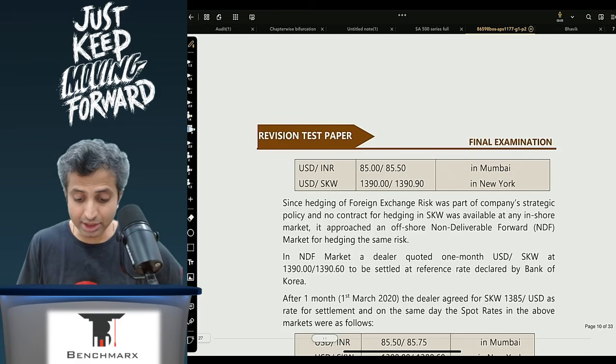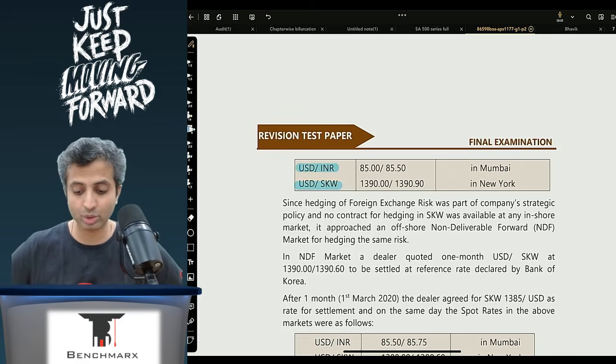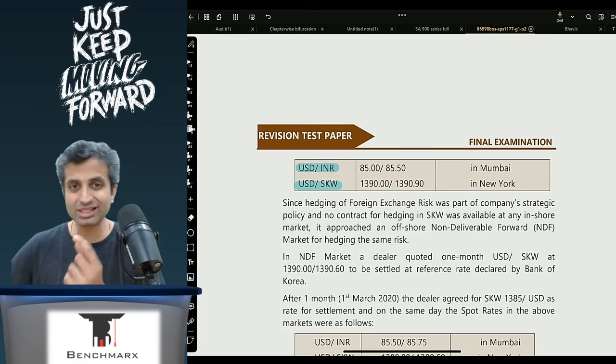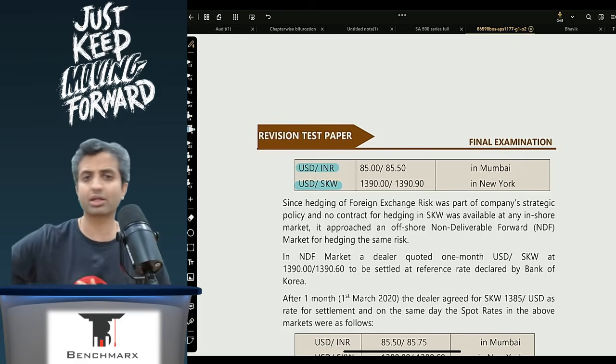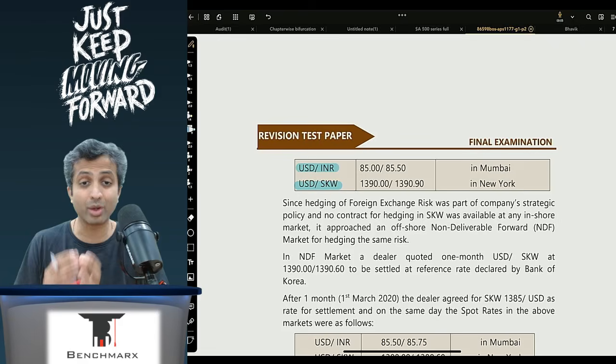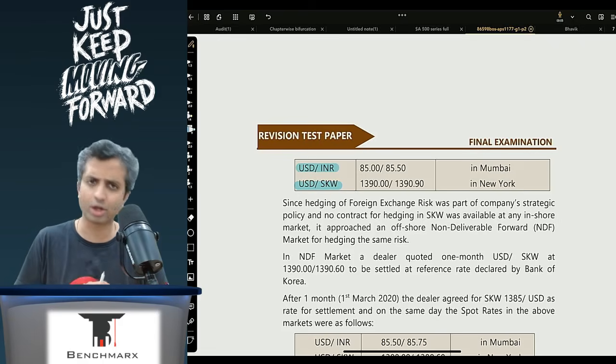Now the rates which are given are interesting. This is USD INR and USD to South Korean won. So when you look at the USD INR rate, now this is like those SWIFT codes that you have, where you look at the market convention and you kind of ask yourself on whether this is the rupee to dollar rate or the dollar to rupee rate.